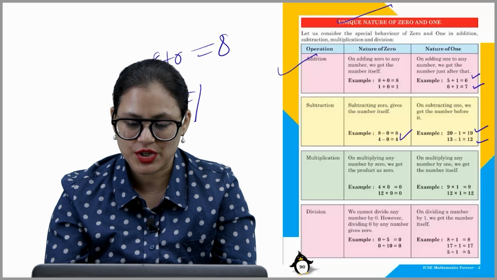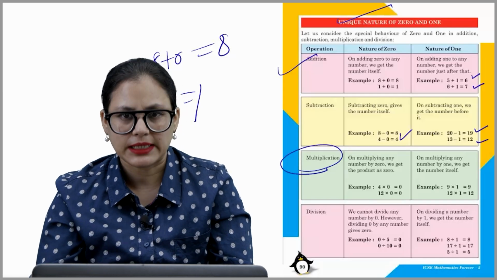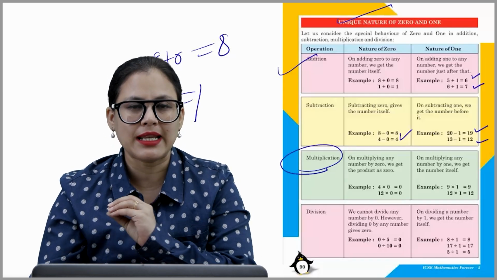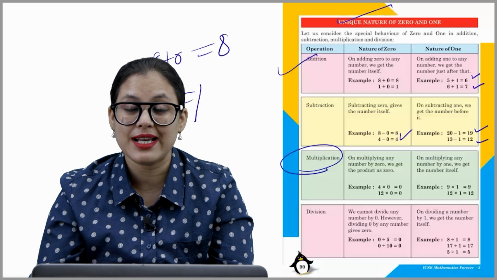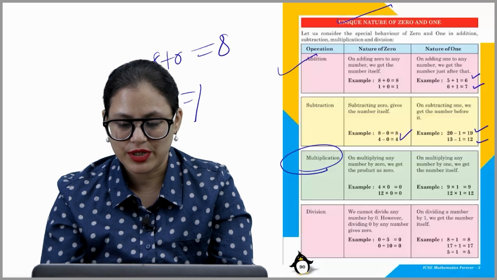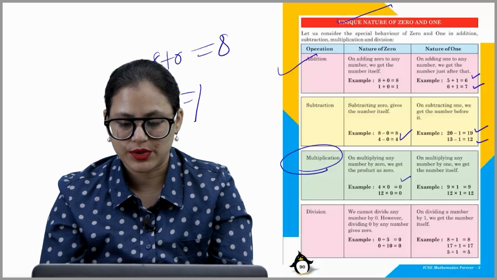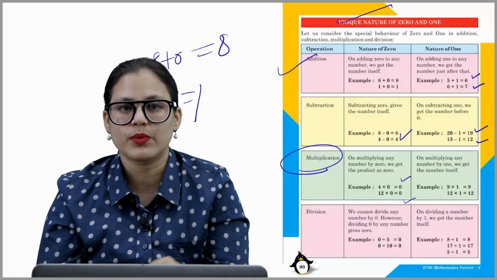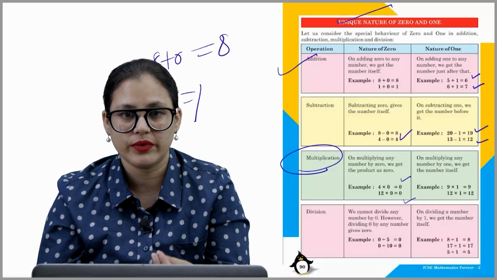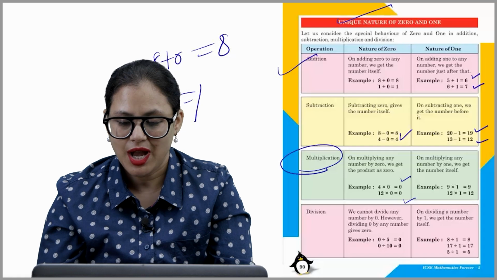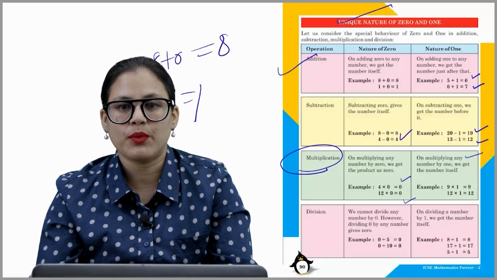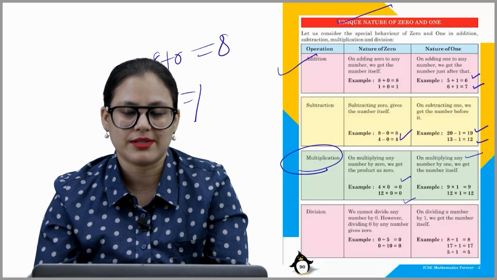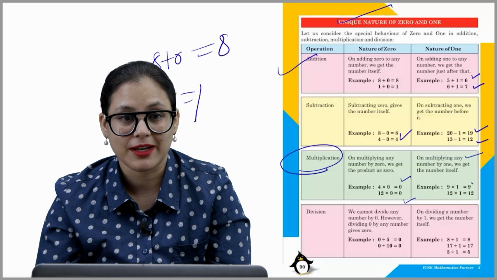Subtraction. Subtracting 0 gives the number itself, means 8 minus 0 is equal to 8, 4 minus 0 is equal to 4. And on subtracting 1, we get the number before it. 20 minus 1 is 19 and 19 is before 20. 13 minus 1 is 12 and 12 is before 13. Next operation is multiplication. On multiplying any number by 0, we get the product as 0. For example, 4 into 0 is equal to 0. 12 into 0 is equal to 0. No matter how big the number is, whenever we multiply a number by 0, we always get 0. Next, on multiplying any number by 1, we get the number itself. Like 9 into 1 is 9.